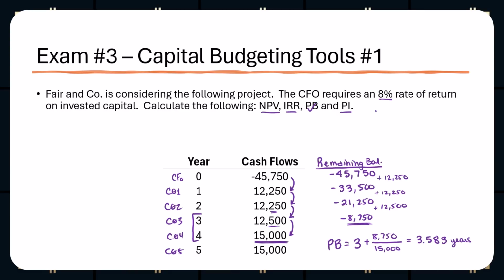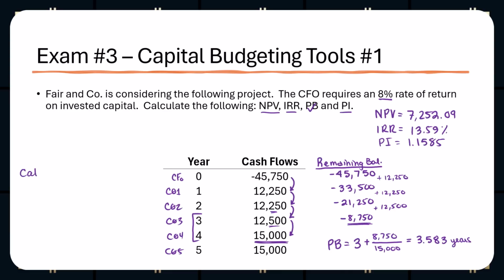Again, let's just write down the answers here. So we found a net present value of $7,252.09. We found an internal rate of return on this project of 13.59%. And we found a profitability index of approximately 1.1585. Now again, I'm going to give you those step-by-step tools in the calculator.